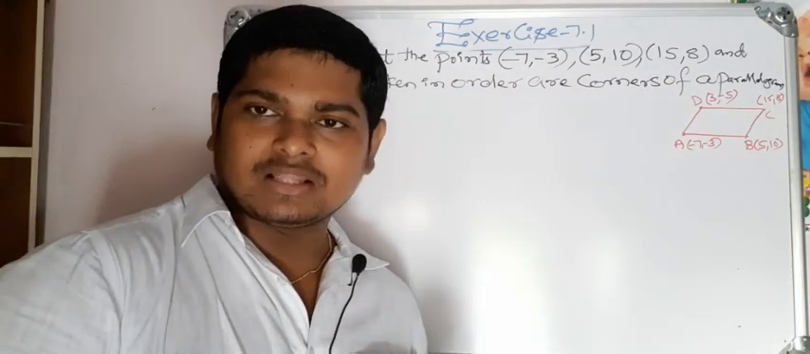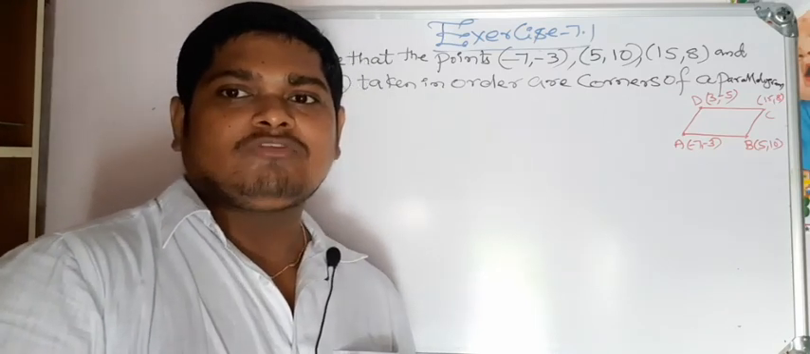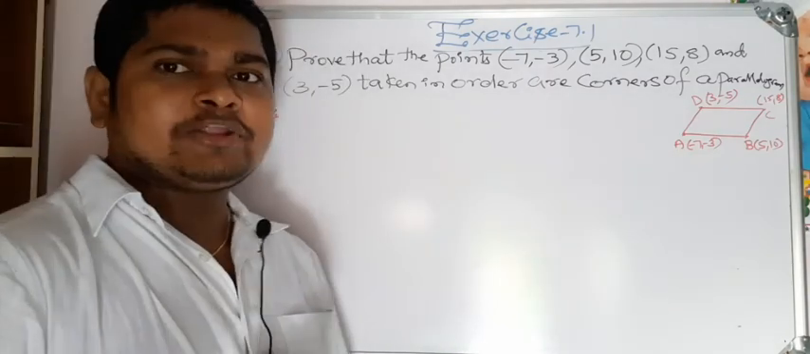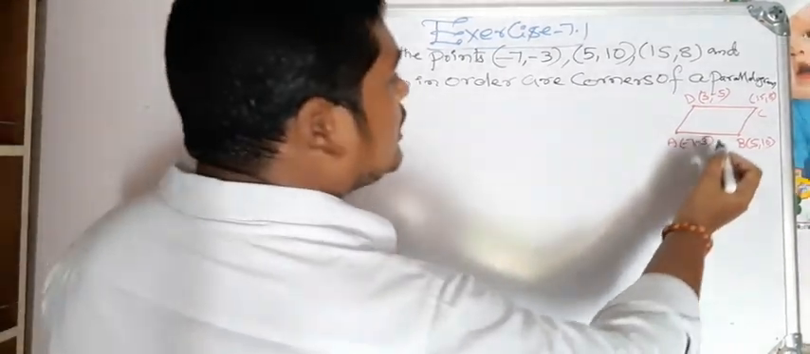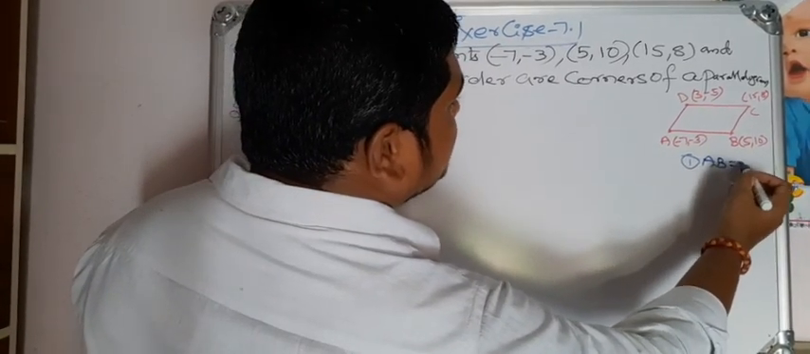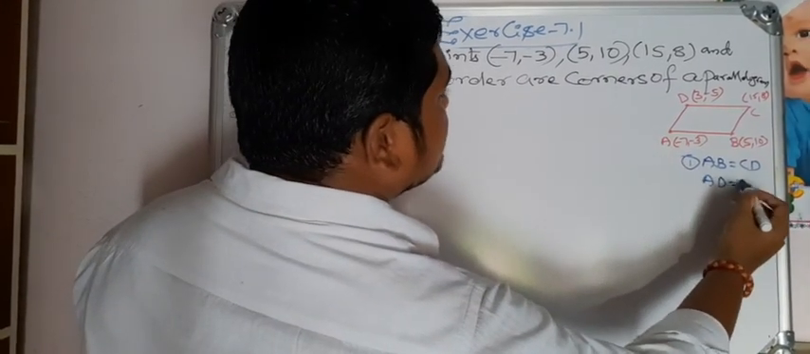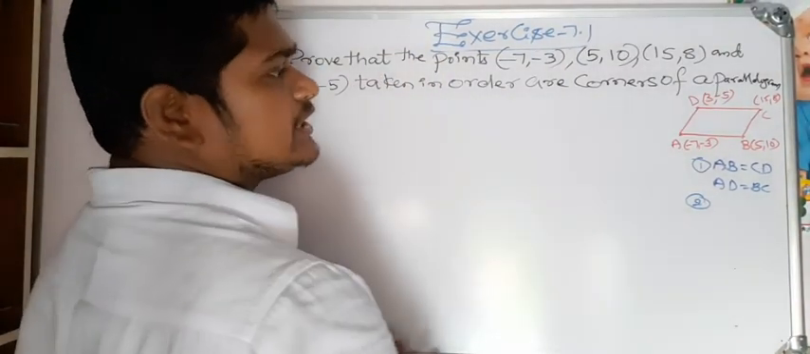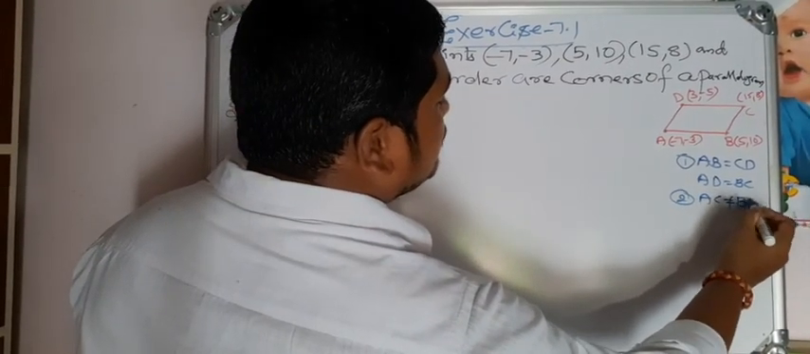Now we have to recall the properties of a parallelogram. What is meant by a parallelogram? What are the conditions? What are the properties? Already you know that in a parallelogram the opposite sides must be equal. That means we have to prove the opposite sides are equal. What are the opposite sides? AB must be equal to CD. Same like that, we have another pair of opposite sides, AD must be equal to BC. Next, the diagonals of the parallelogram must not be equal. That means the diagonal AC must not be equal to BD.